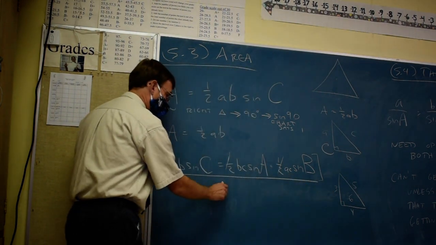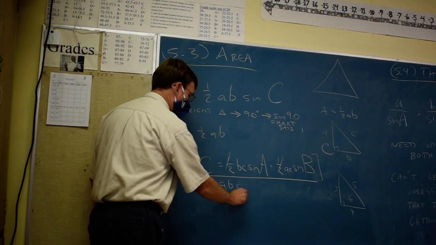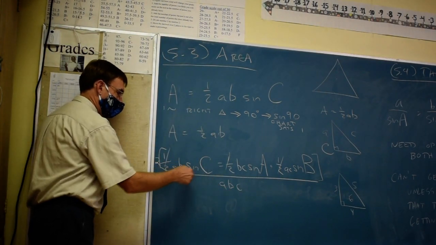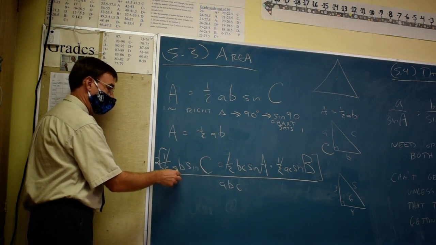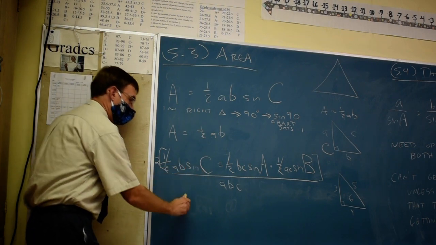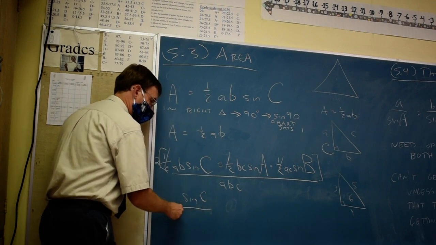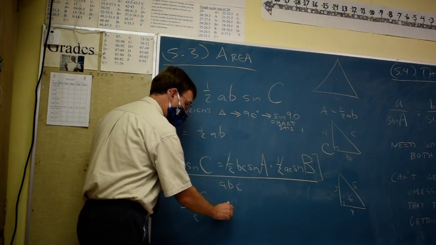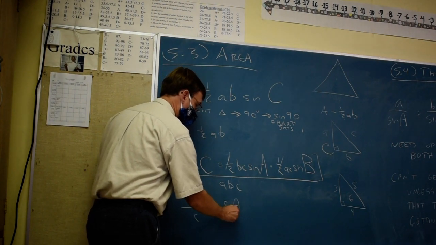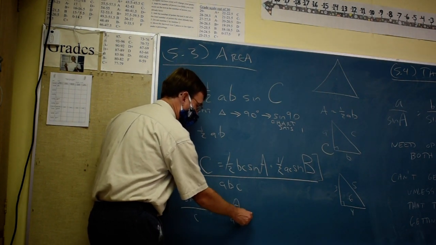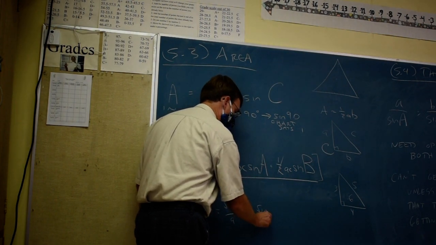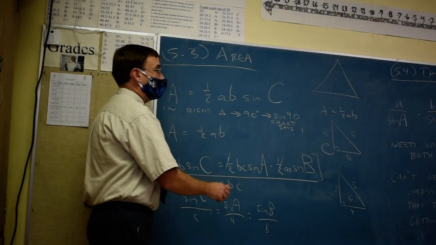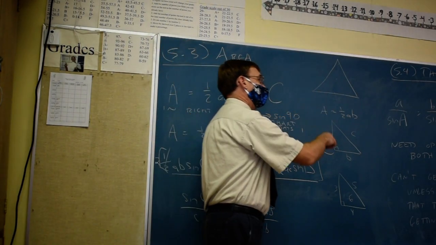You could divide everything by A and B and C. If you divided by A, B, and C, you'd eliminate A and B, and you'd be left with sine of C over C. In this world, you'd get sine of A over A. And over here, you'd get the sine of B over B. And now I'll segue into the law of sines.